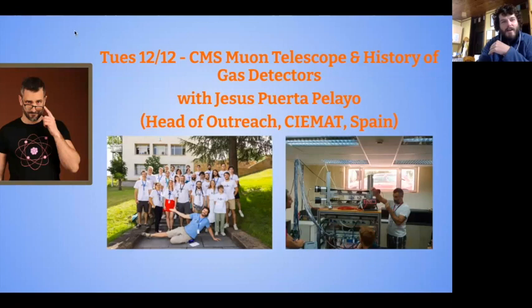Jesus in Madrid is the outreach director of CIEMAT. I was going to try and remember the acronym in Spanish, but it's a national laboratory, a national research center. And you can see me there in the center of the picture, welcome to their physics summer school. And you see him with the Muon telescope there.